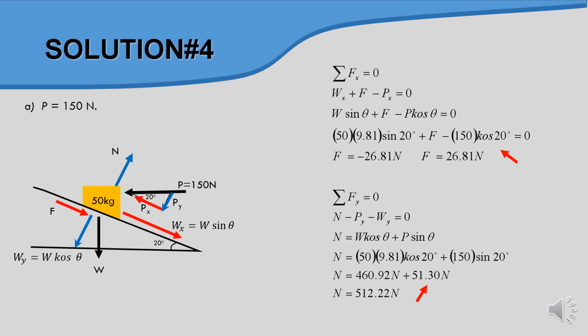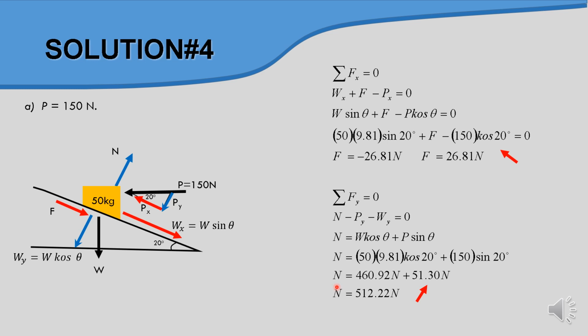The F value basically is not the frictional force. The frictional force can be Fm, the maximum value of frictional force. We don't know whether the frictional force is at its maximum or minimum. Once we get the value of N, we can compute the value of static friction by multiplying the value of the coefficient.